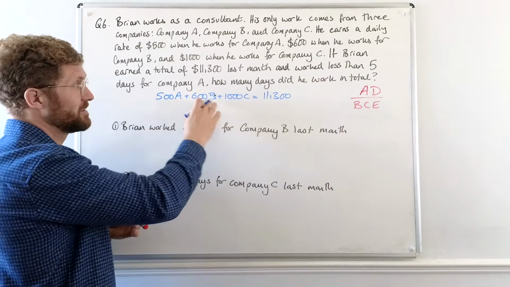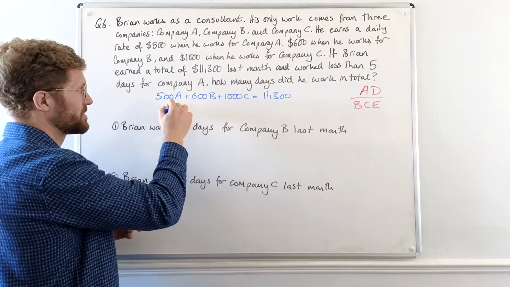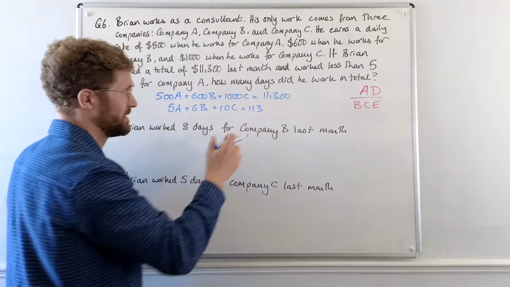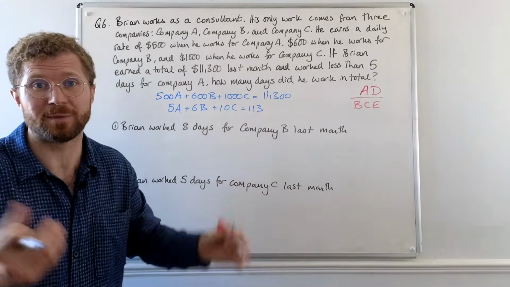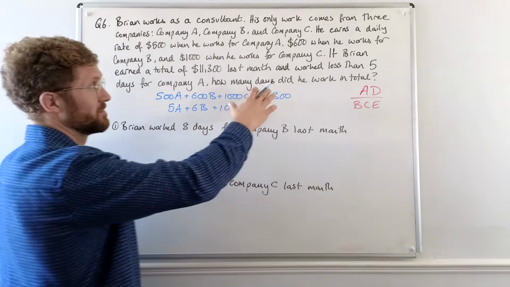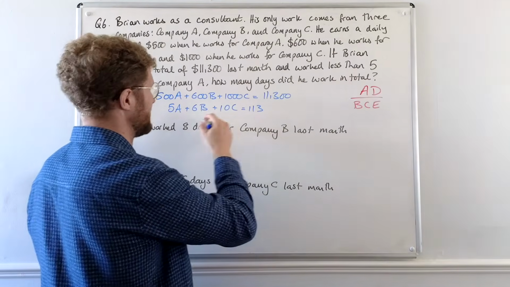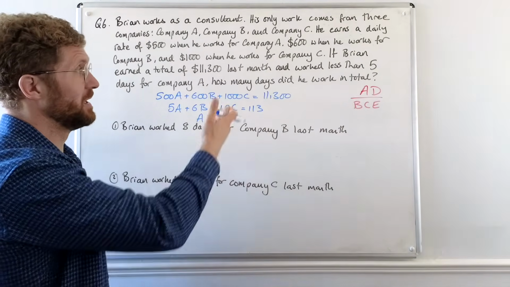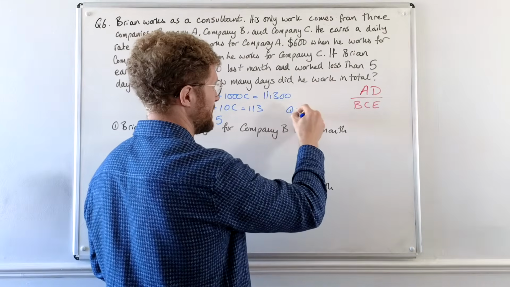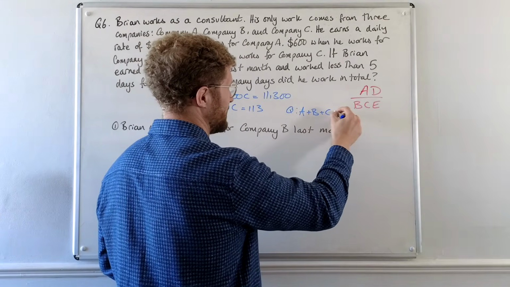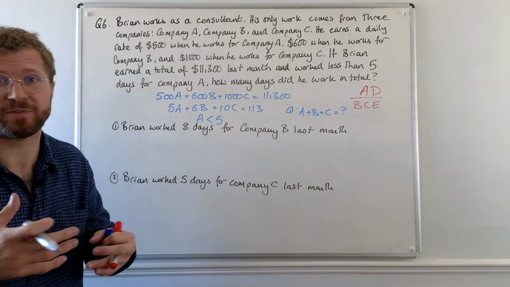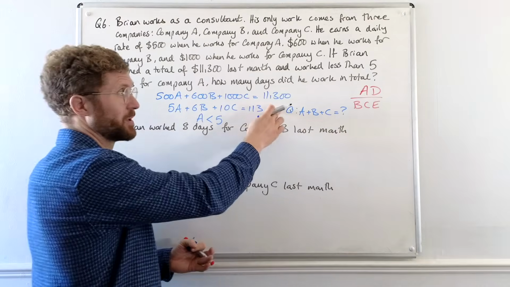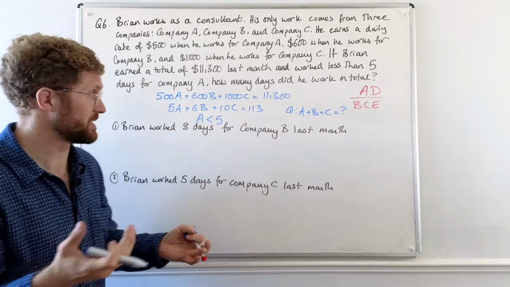We can simplify. Let's divide everything by 100, and so this will end up being 5A plus 6B plus 10C is equal to 113. Still not very nice, but it's a little bit nicer than the line above. All right, the rest of this, we get told Brian worked less than 5 days for company A. So A is less than 5. And the question, the thing we want to answer, how many days did he work in total? So the question we're trying to determine whether or not we can answer is, what's the value of A plus B plus C? So I've got an equation, I've got an inequality, and I know what I want to answer. Let's get into statement 1 and see where this takes us.